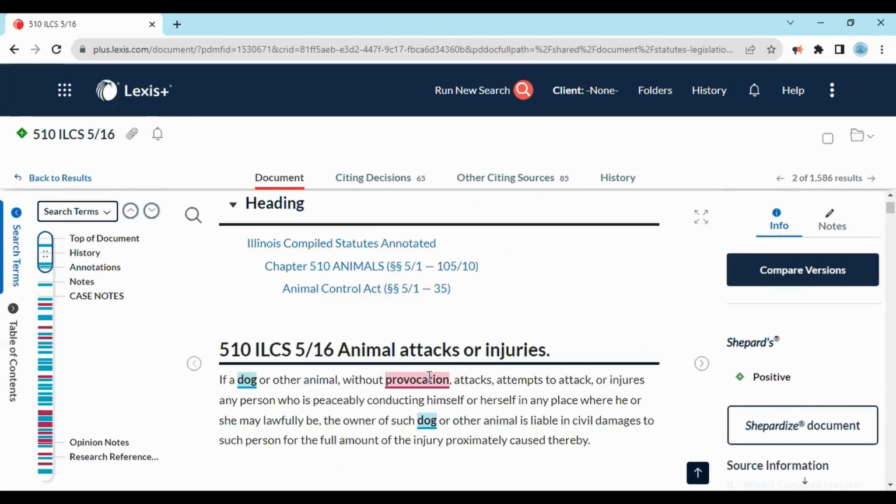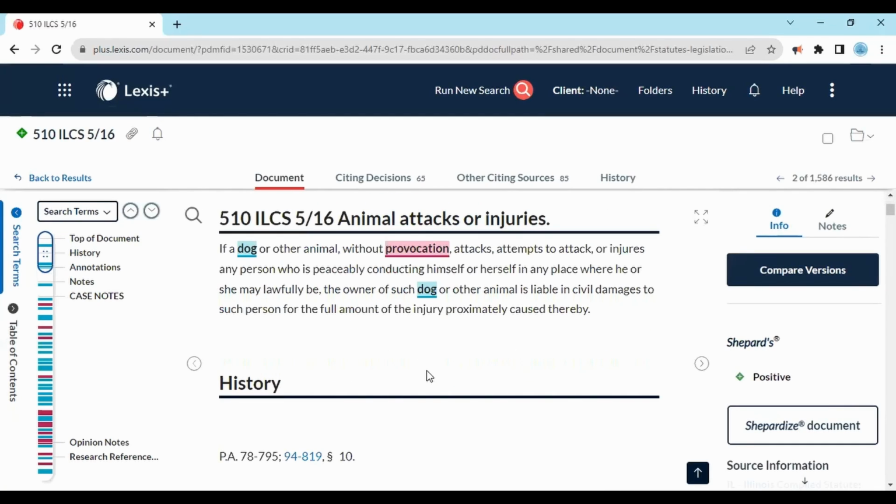And it turns out this is exactly what we're looking for. This is the statute that tells us that an owner of a dog can be held liable to whomever that dog attacks as long as the dog wasn't provoked. So here we have it.